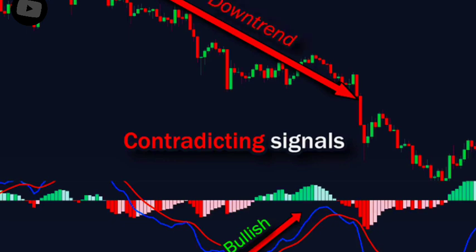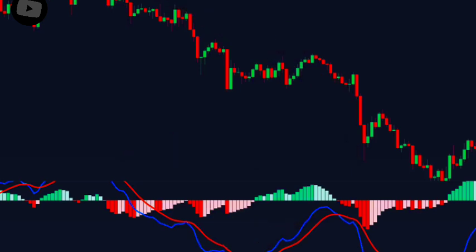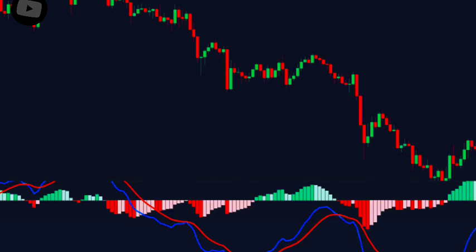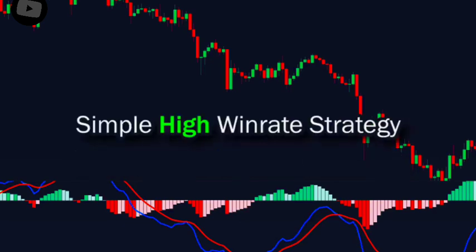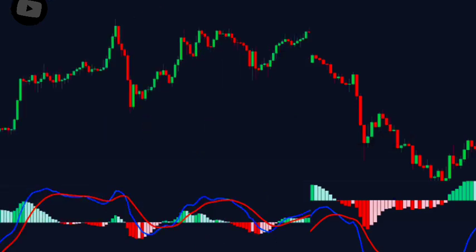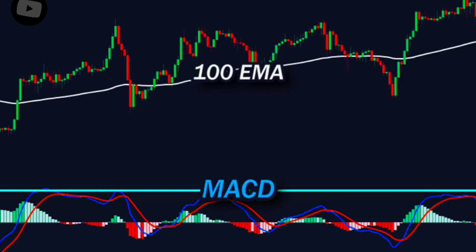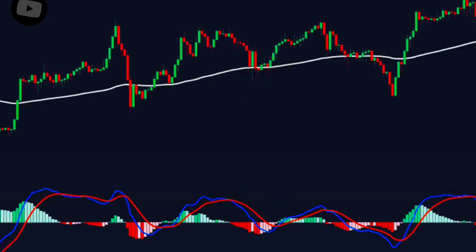This is exactly why you shouldn't use the MACD by itself, because what the MACD is showing us is only the short-term momentum. And as traders, we also need to take the long-term trend into consideration because we never want to trade against the trend. And so, a simple but high win rate strategy that I recommend for beginners is combining the MACD with a long-term trend indicator like the 100 EMA. This way, we can safely trade the MACD while making sure that we're staying in the same direction as the long-term trend. So this is how you trade the strategy.